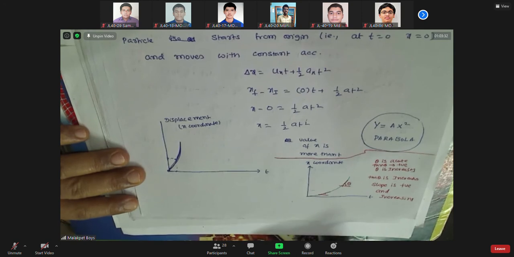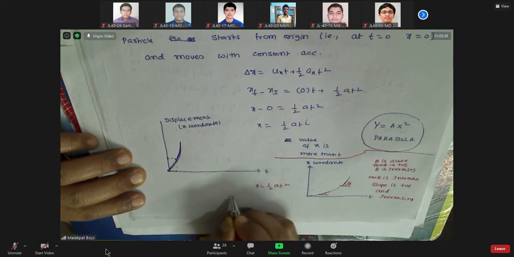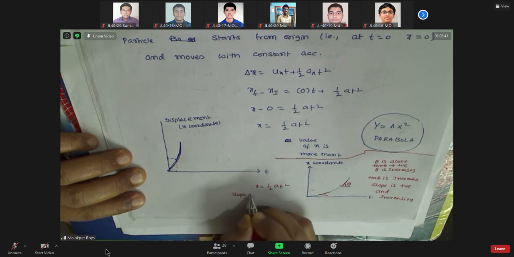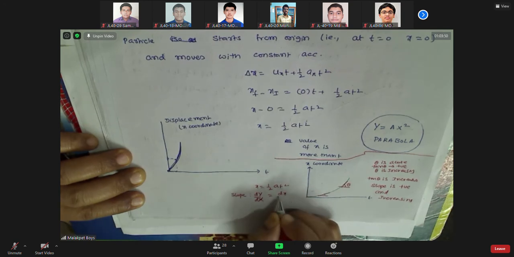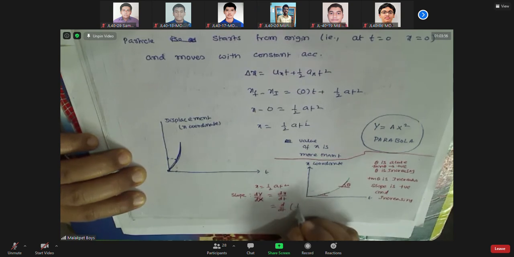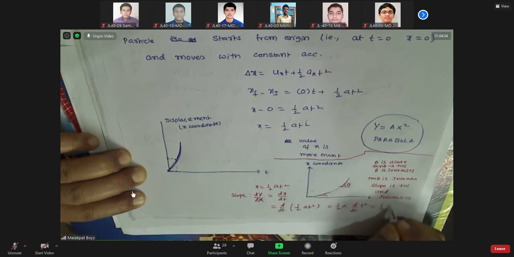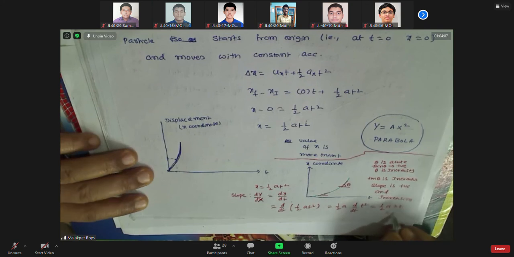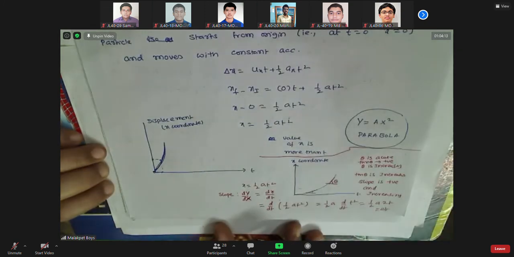Clear? Now you can see x is equal to half a t square. Slope means dy by dx, no? Here, this is dx, and the x coordinate is t. So this is d by dt of half a t square. Half a, d by dt of t square, half a 2t, that is a t. Do you agree with this?